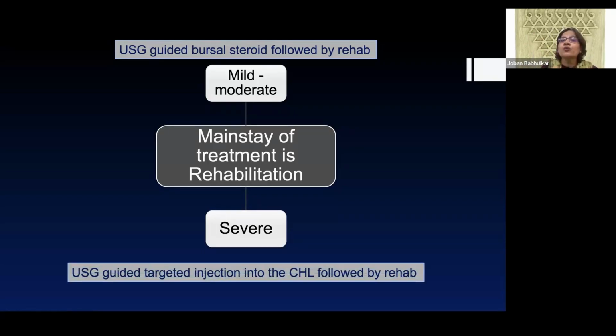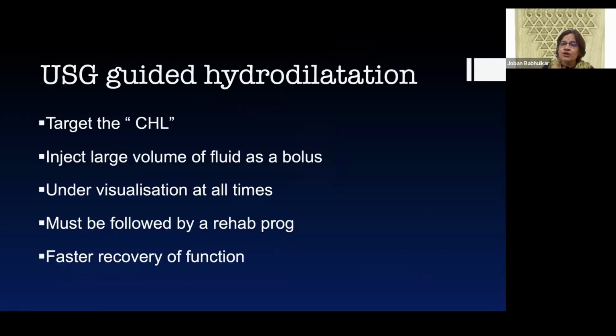Unfortunately, this does not work in cases of severe adhesive capsulitis, and that is the time we are going to do an ultrasound guided targeted injection into the coracohumeral ligament. Now, you target the CHL. The whole idea is to inject a large volume of fluid as a bolus into the CHL.